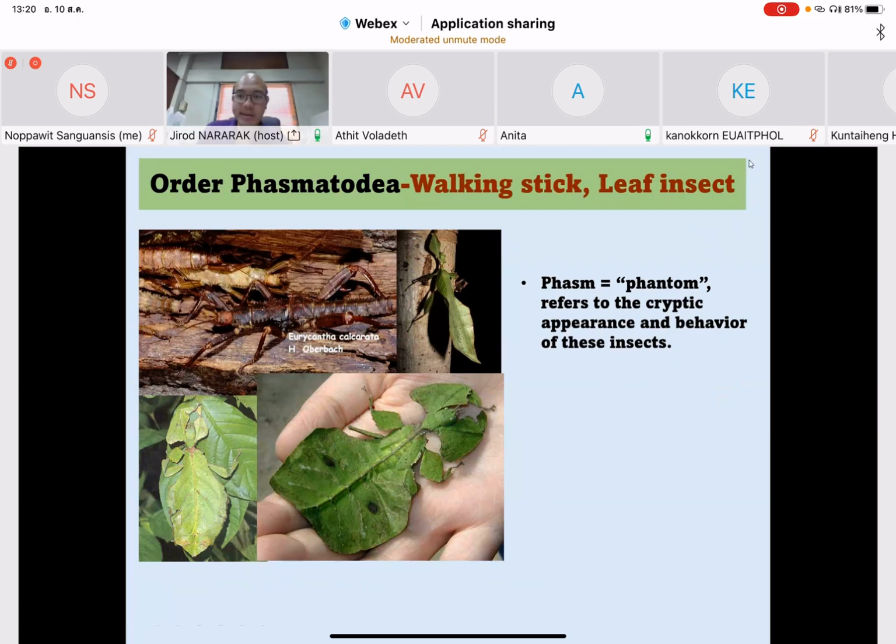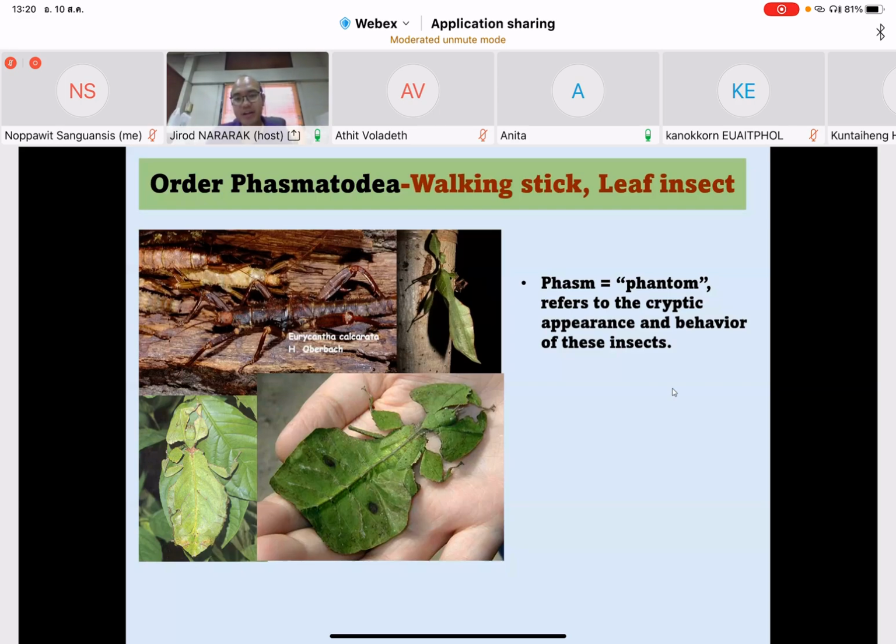The next one is what we call the order Phasmatodea, the walking stick or leaf insect. So Phasmatodea comes from "phantom", because sometimes they look like a phantom. This insect used to be in the Orthoptera before, but now they are separated into the order Phasmatodea.